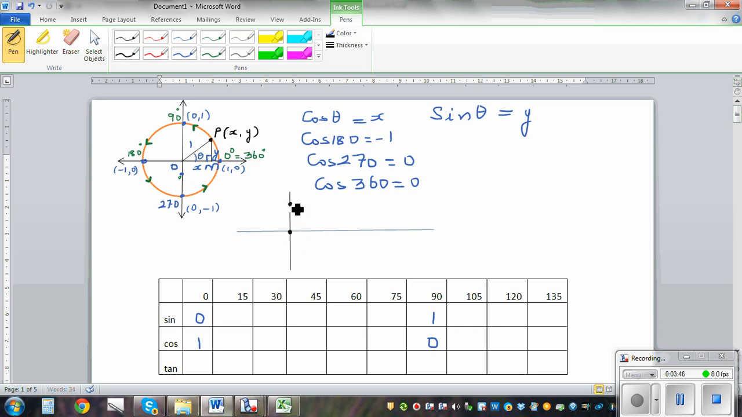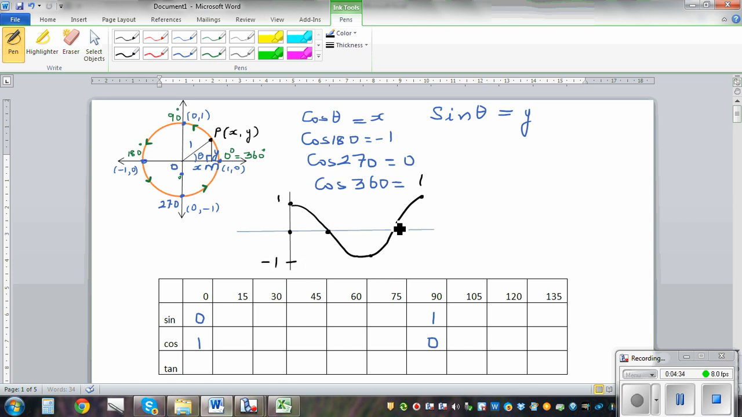So cos 0 is 1. Okay, so it starts at the maximum. Cos 0 is 1, then cos 90 is 0, then 180, 270, 1. Yeah, so I made a mistake here. Cos 360 is 1, not 0. Okay, so that's how the cos starts at the maximum and hits back at the maximum. So for sine, this is your maximum, this is your minimum, so this is negative 1.